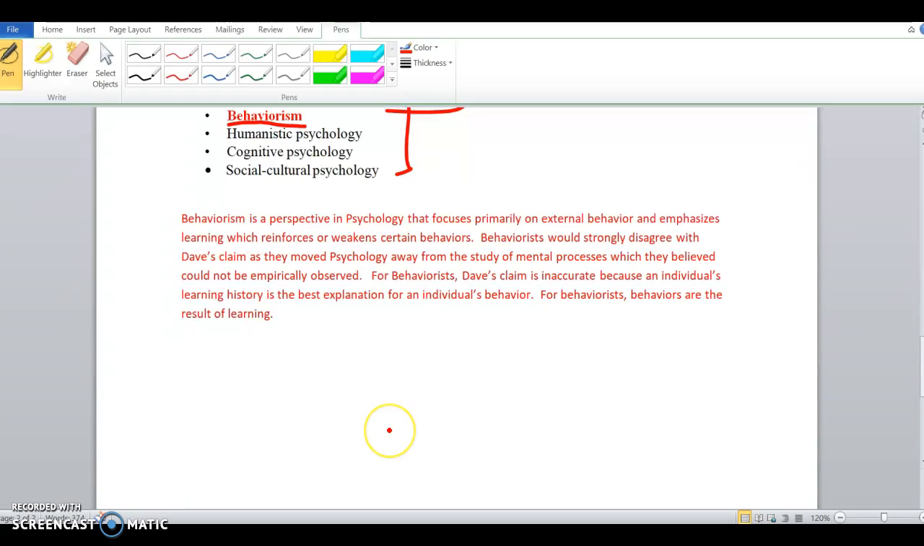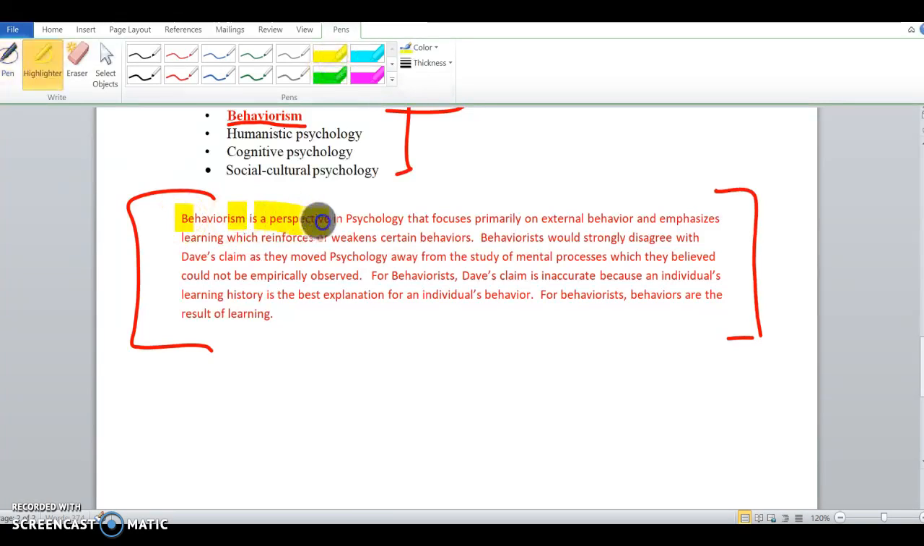Here's a response, and it covers everything we need to know. I'm going to highlight in yellow, here's our definition. It doesn't have to be word for word, but it captures the essence of behaviorism. Let's get rid of that and get back to pen. The second part is that they would strongly disagree. That's the first part of the evaluation process: behaviorists would disagree with this claim.